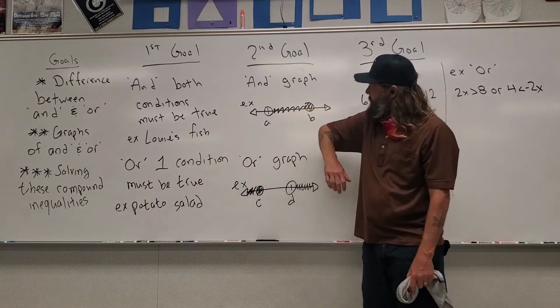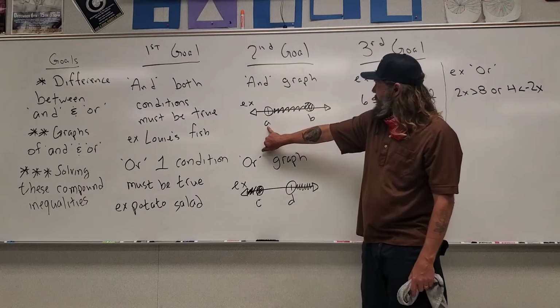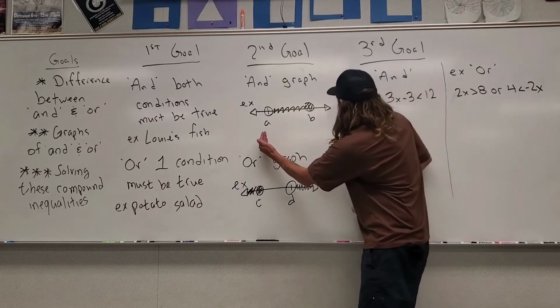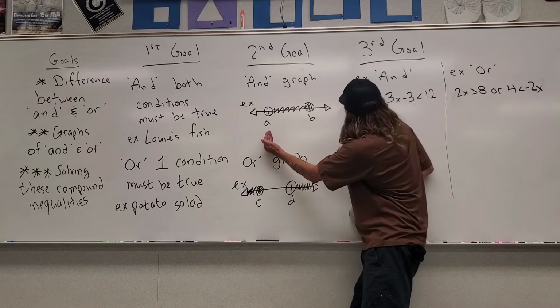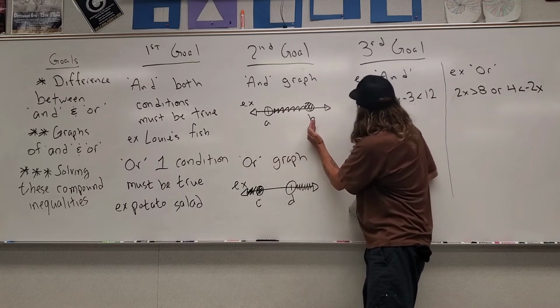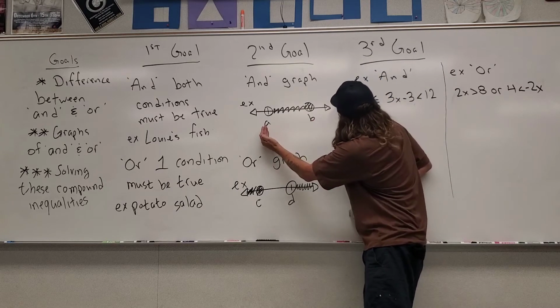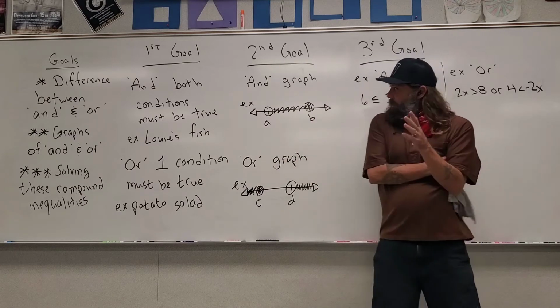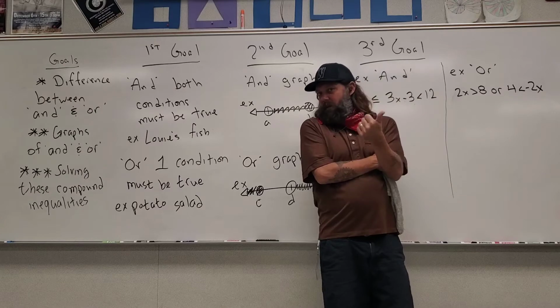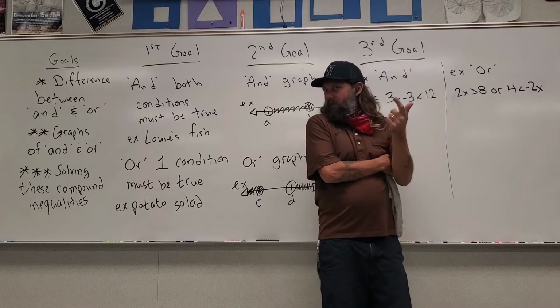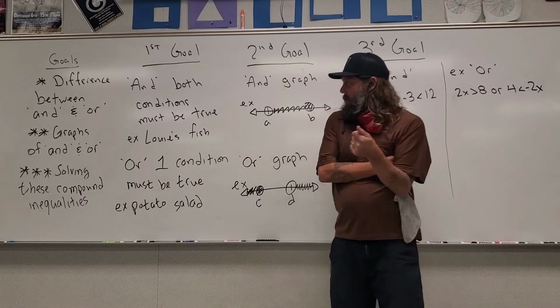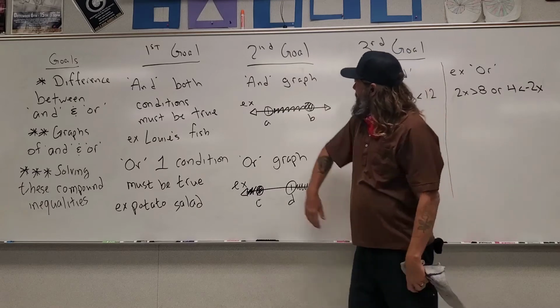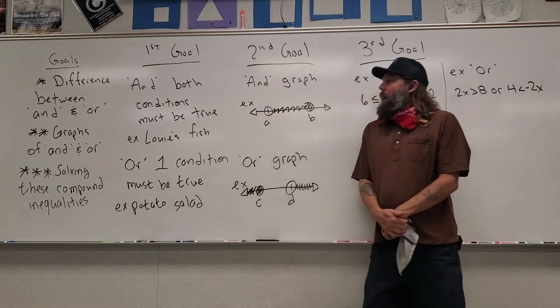This would be the minimum amount of salinity in the salt tank, and this would be the maximum amount. So you have to be above this amount and below this amount. So both conditions must be true. You have to be above and below in order for the fish to survive, right? So that's an example of an and condition.